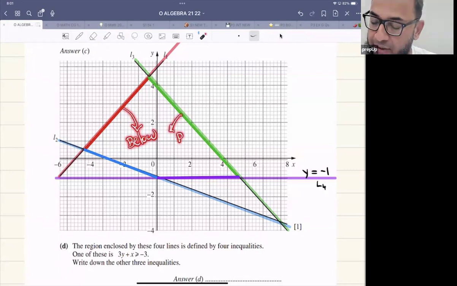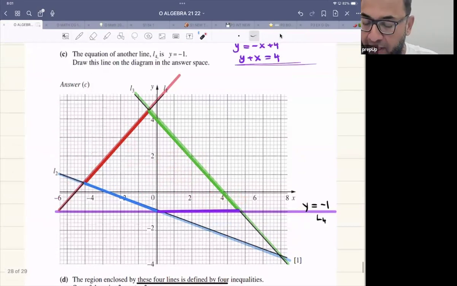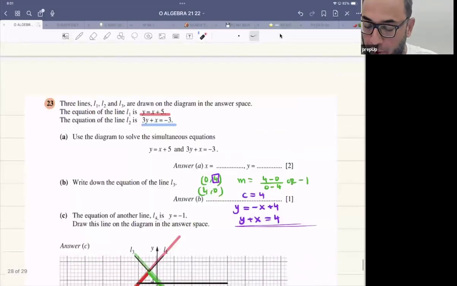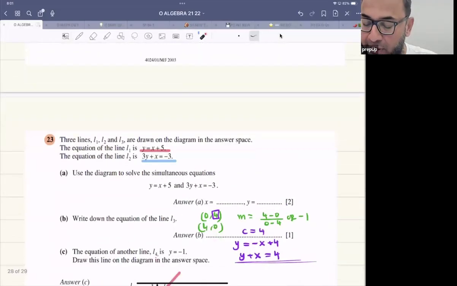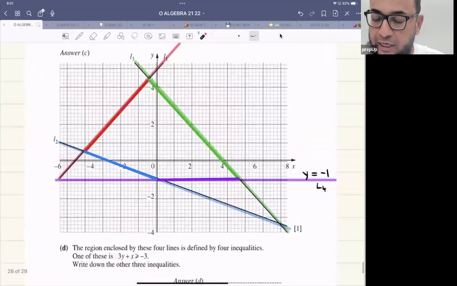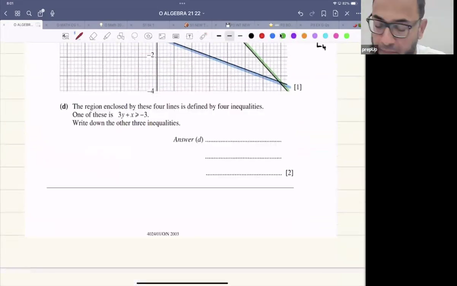It's below the green line. It's above the purple line. It's above the blue line. So 2 below and 2 above. So the red one is line 1. Line 1 is y is equal to x plus 5. So let me write over here. Line 1, y is equal to x plus 5.